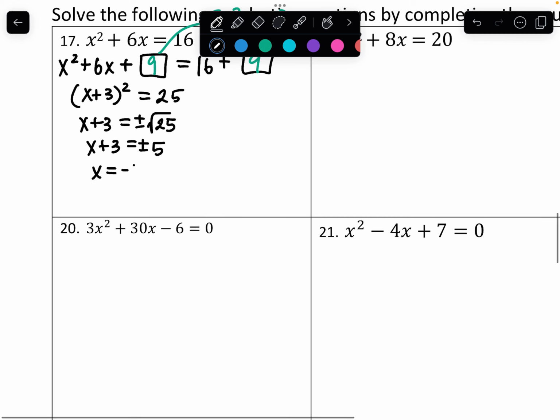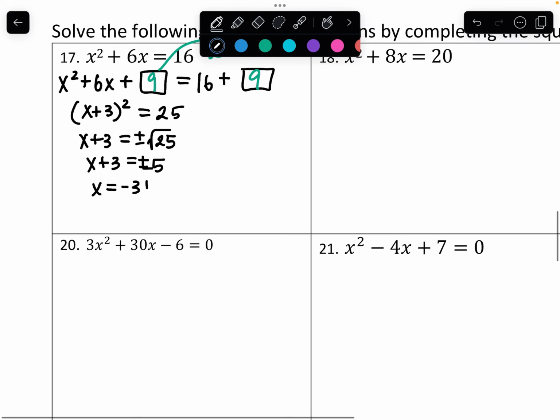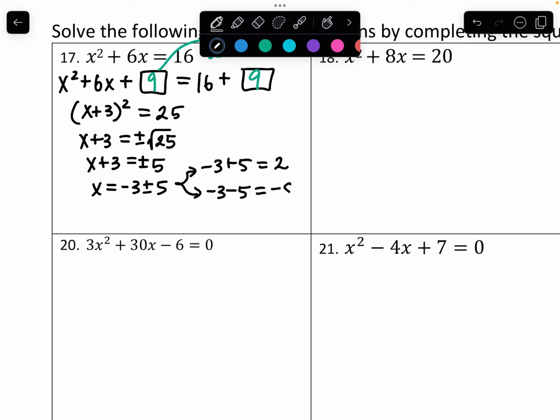We can slide the 3 over, changing its sign. And so our two cases are negative 3 plus 5, negative 3 minus 5. So in this case we get 2, in this case we get negative 8.